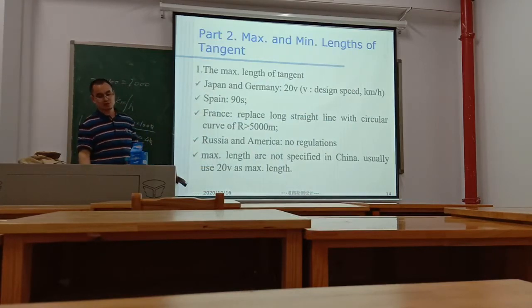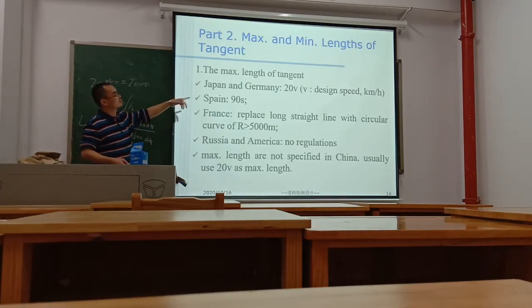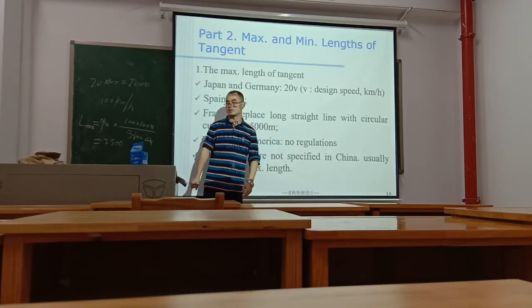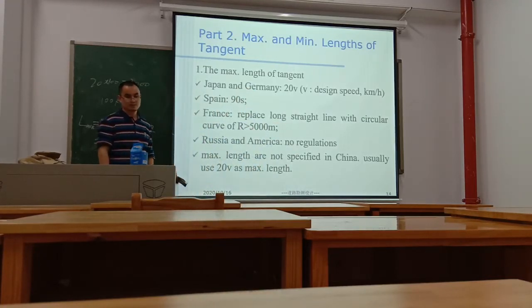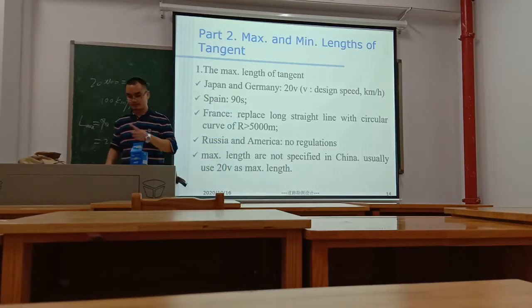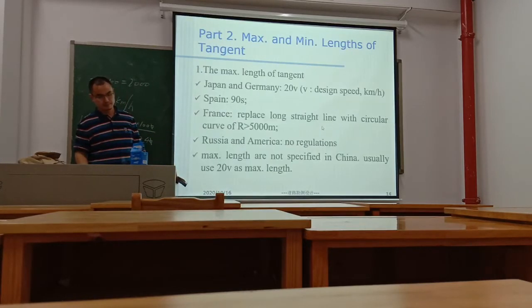Maximum length of tangents is not specified in China. Usually use 20 times the velocity, 20 multiplied by the speed. So in China, the regulation is the same as Japan and Germany.